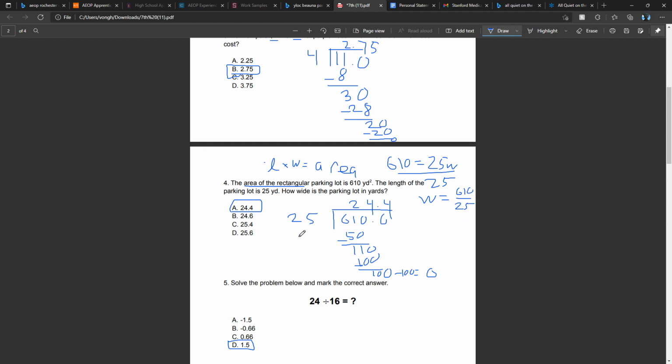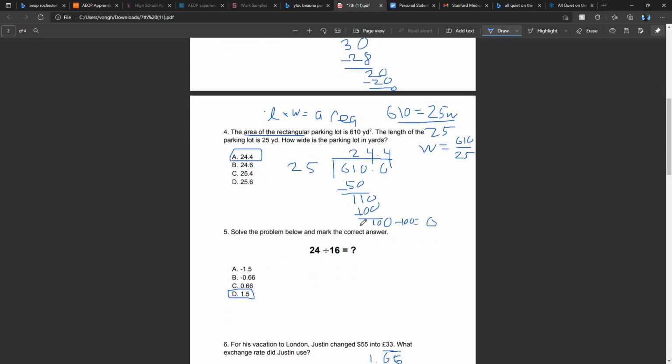And here I did the math. You should get 24.4. So yeah, that's the width.